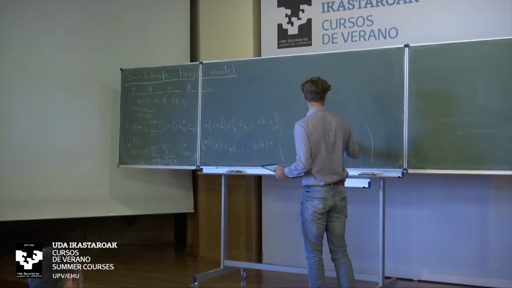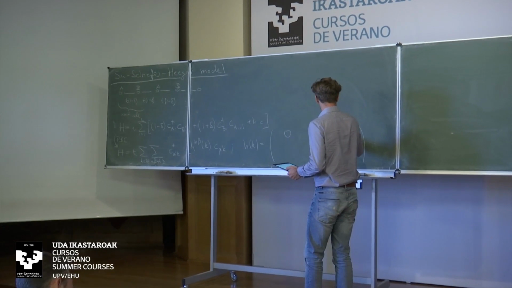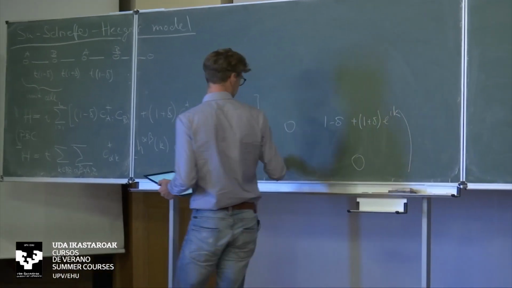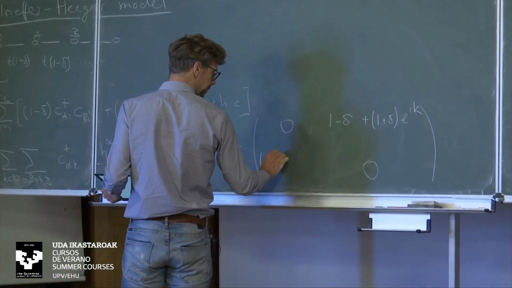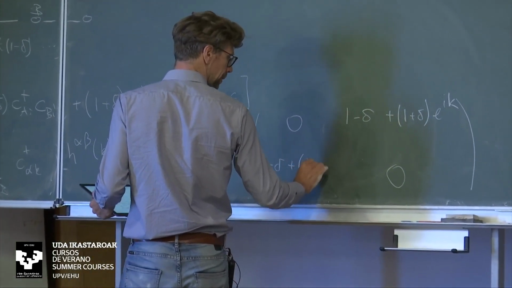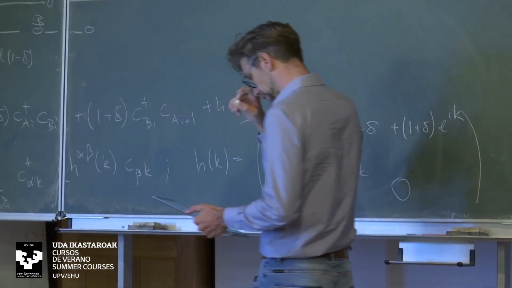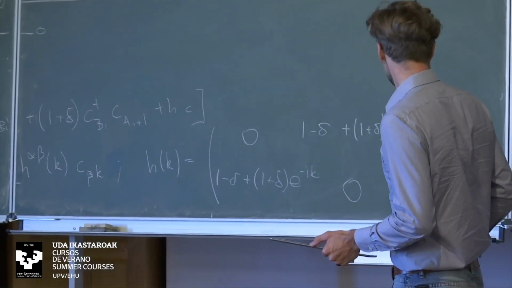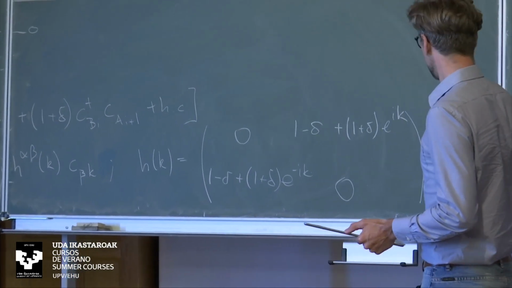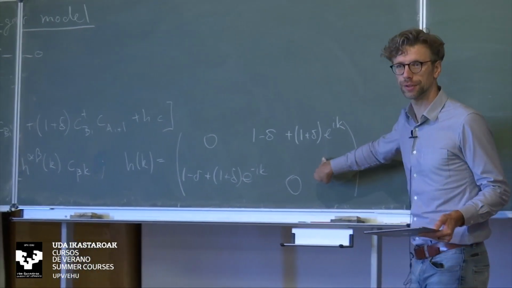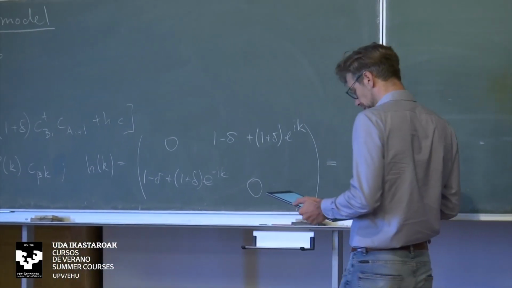On-site hopping was 1 minus delta, and then 1 plus delta times e to the ik to hop out of that unit cell, and then the whole thing should be Hermitian. So it's 1 plus delta times e to the minus ik. Okay, cool. So that's that Hamiltonian. Actually, we can rewrite it yet in another way by expanding it in Pauli matrices, since it's a 2 by 2 Hamiltonian.